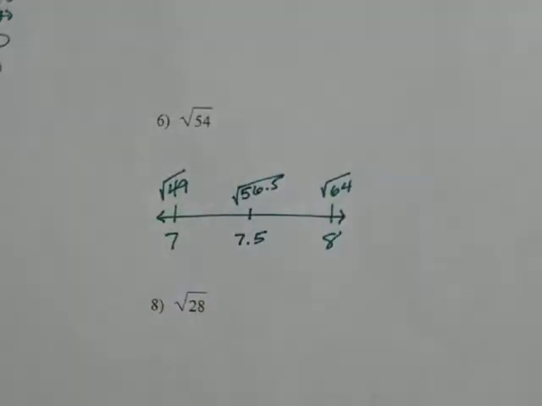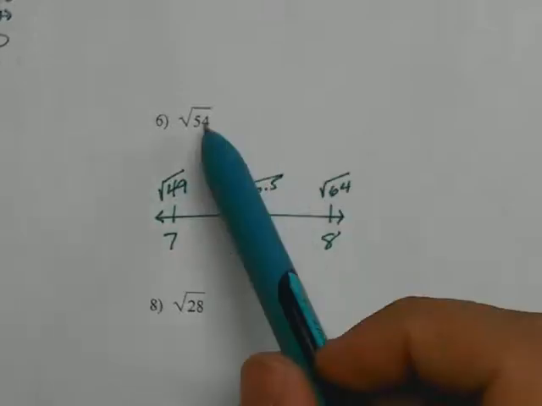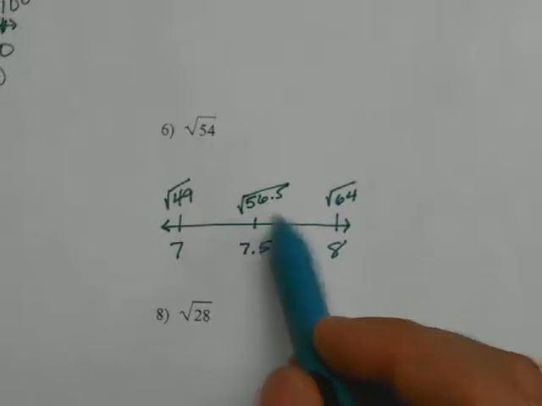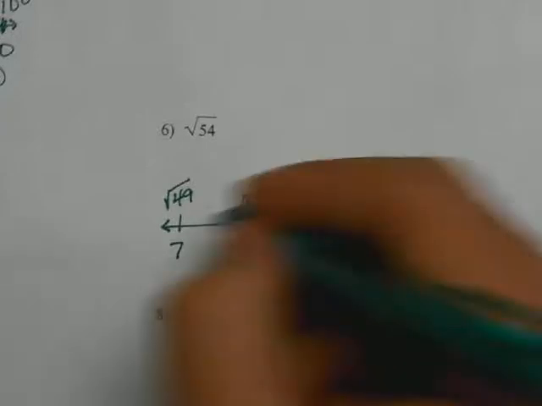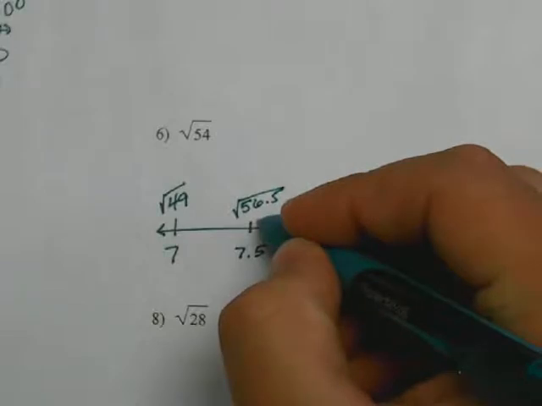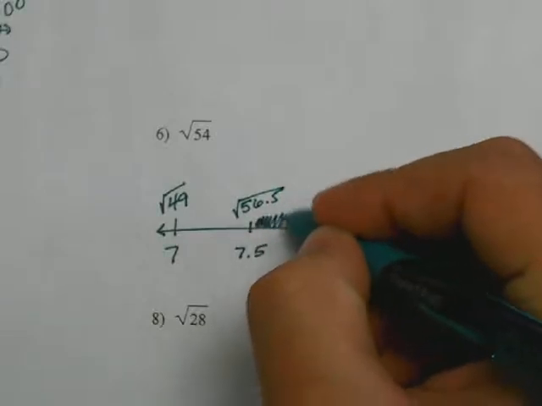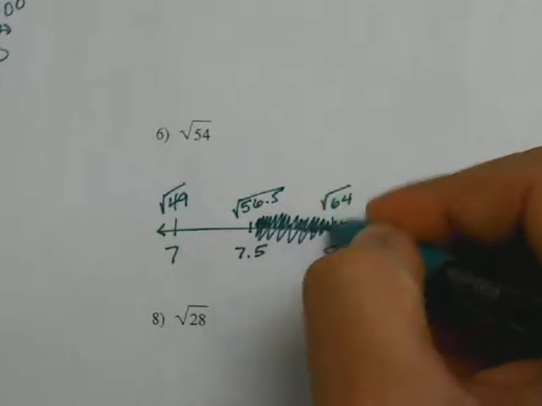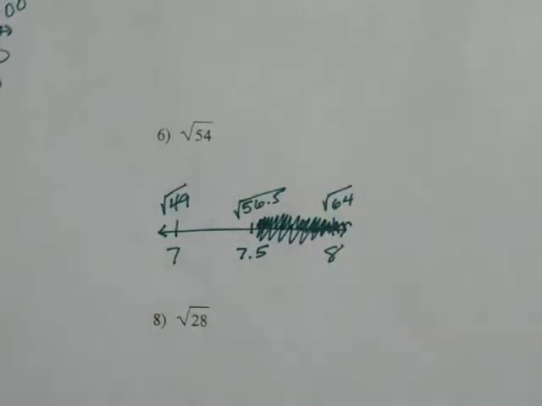Now from there, pick a side and shade. Is 54 less than 56.5, or is it greater than? Come on, say it. This is like Dora the Explorer. Is it less than or greater than? So it's actually going to be less than. Very good. So it's less than, so we're going to shade this side in. We don't even need this side anymore. Now we've narrowed it down between 7 and 7.5.